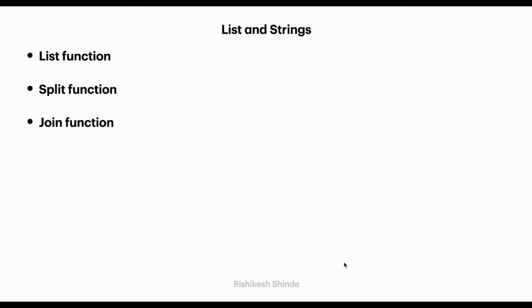This is Rishikesh. Today we are going to see how we can convert our strings to the list and how we can convert our list to the string. So the first function that we are going to see is the list function, which converts the string into the list. What is string? String is a sequence of characters and the list is the sequence of values. So all the characters in the string are converted into values when we convert string to the list. So let us see how we can use list function.